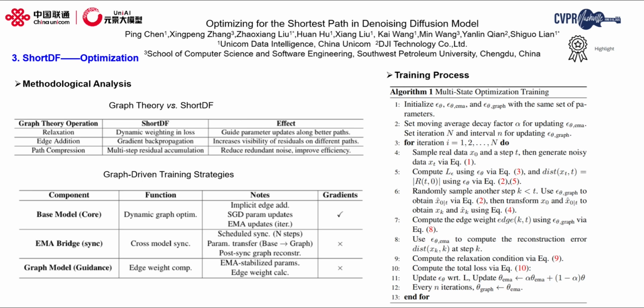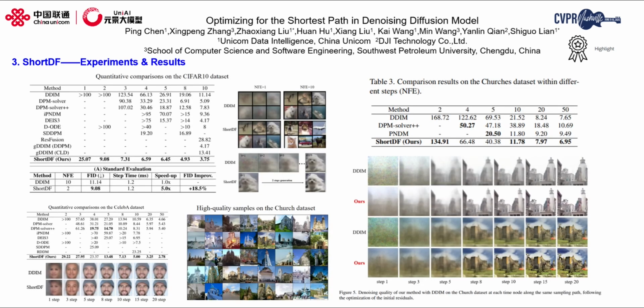Let's now look at our experiments and results. We benchmarked ShortDF against DDIM across CIFAR10, CelebA 64, and LSUN Churches at 256 resolution. Our results show that we can significantly reduce the number of sampling steps while maintaining or even improving output quality. For instance, on CIFAR10, ShortDF achieves better results in just 2 steps compared to 10 steps with DDIM.